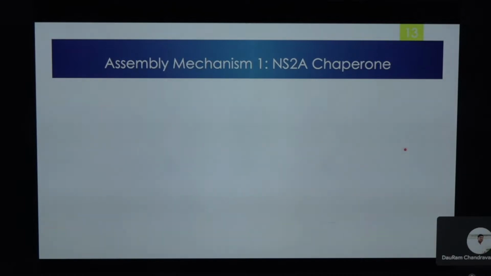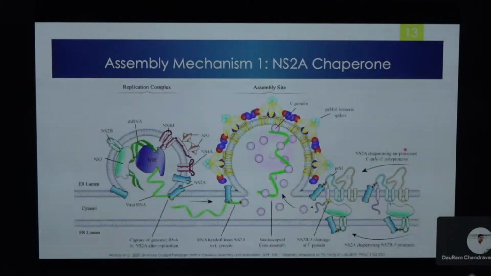But to take all this together, I want to discuss a little bit about the assembly mechanisms of these viruses and how they put themselves together using their viral proteins. And then we'll bring the lipid equation together at the end. So right here, on the left, we have a replication complex where all of those non-structural proteins that I mentioned before are producing new viral RNA from the copies of the double-strand RNA that they have.